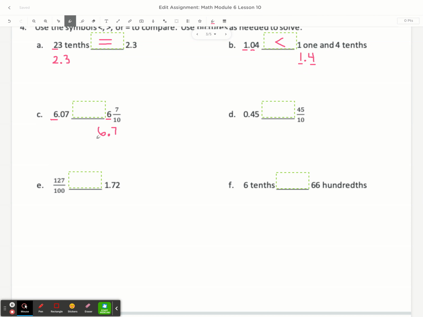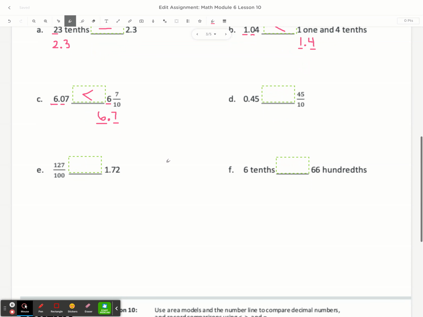So I have 6 ones versus 6 ones. Same amount, so we have to move to the next place value, which is the tenths. So I have 0 tenths versus 7 tenths, and I can stop right there because 7 is bigger than 0.